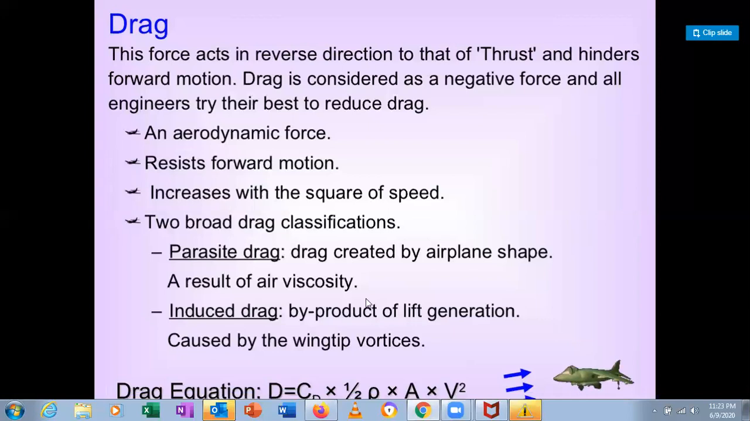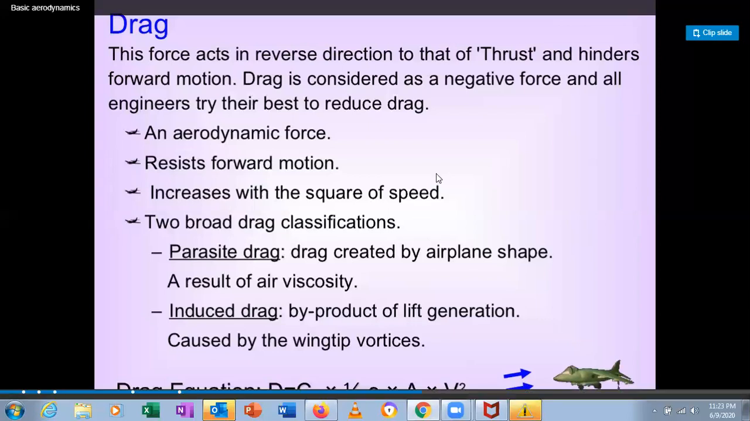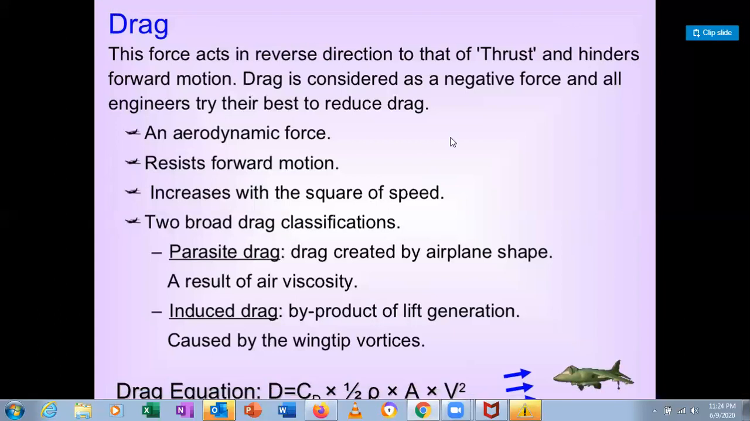This is D. CD is the coefficient of drag, rho is density, A is area, and V is velocity. Therefore, the lift is half rho V squared S into CL, and D is half rho V squared S into CD. S and A we can interchange, that is the surface area. Here we are mainly speaking about area.